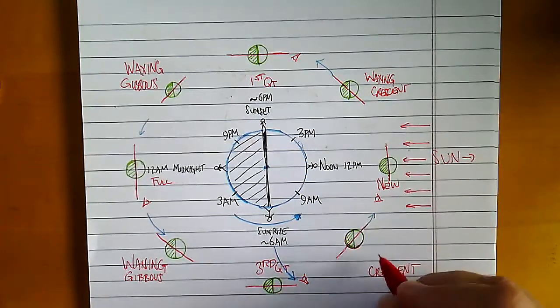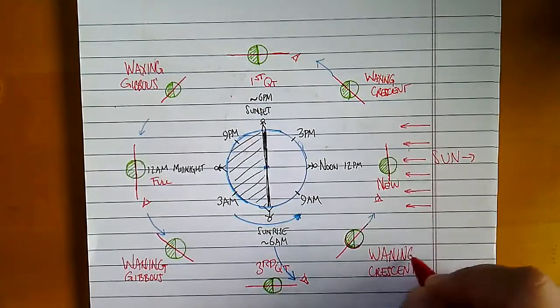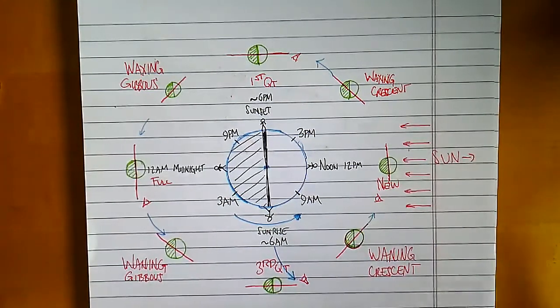And it was brighter, so it's still waning. So that's a waning crescent. So that's quite a bit of stuff to figure out, and that's a lot.